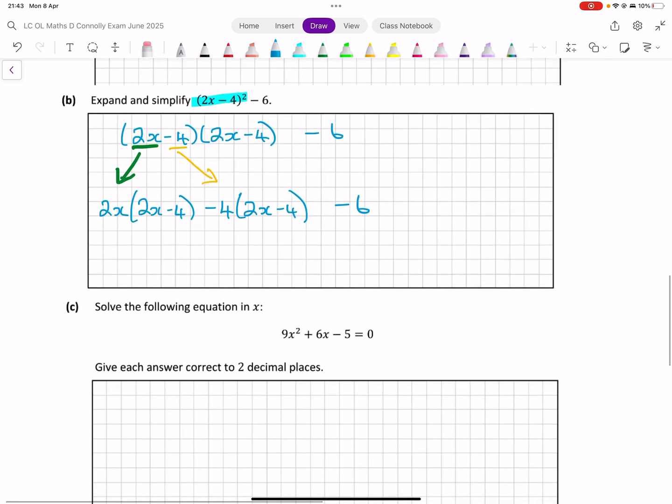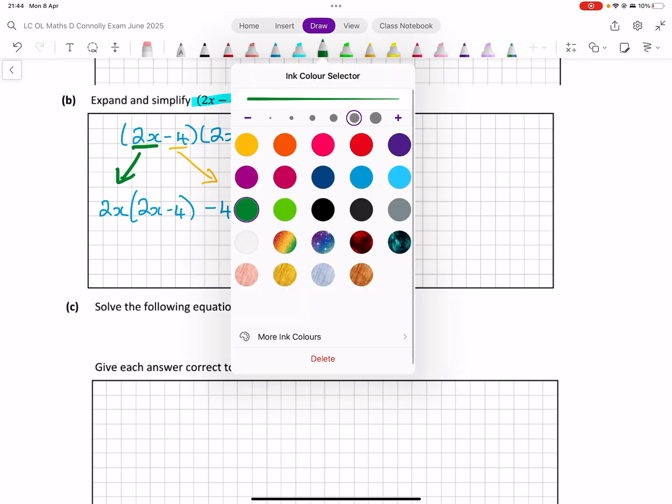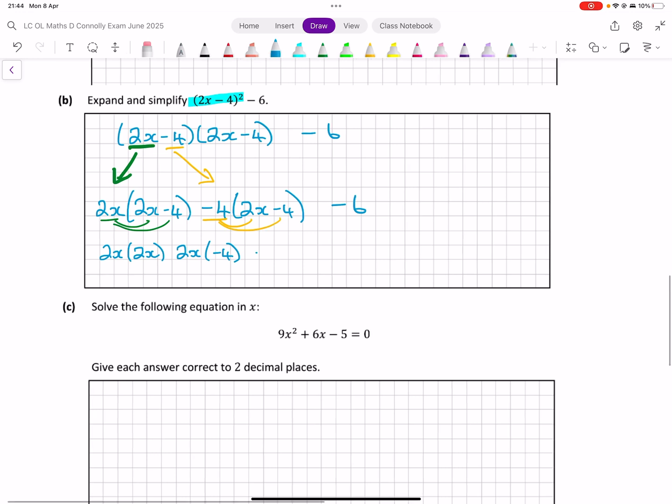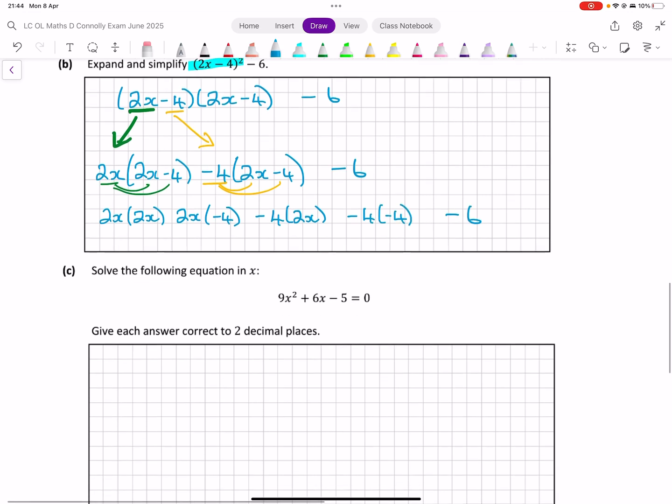Here then I pair the 2x with both of these. So 2x with 2x, 2x with minus 4, and then I pair the minus 4 with both of those. So I pair minus 4 with 2x, and I pair minus 4 with minus 4. And then again, I still have the minus 6.